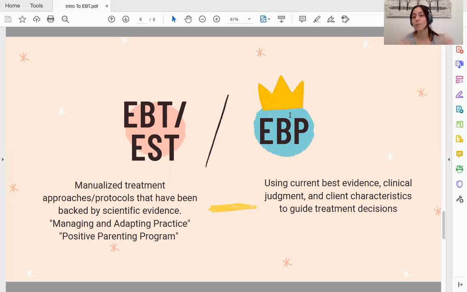So to sum it up, what's the difference between EBT, EST, and EBP? EBT is a manualized, research-based intervention that's considered the best approach for an average patient, which means it will not work for everyone, and it still requires clinical judgment and taking client characteristics into account. As such, you can think of EBT as one part of EBP, but by no means is it the only piece or perhaps even the most important piece, okay?